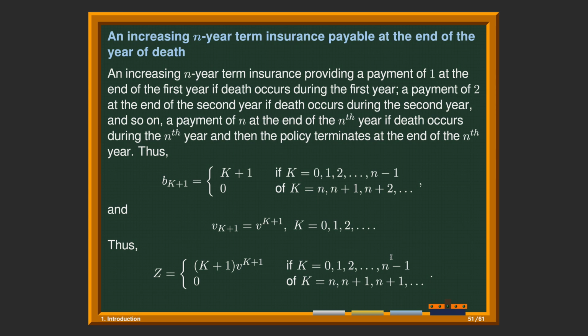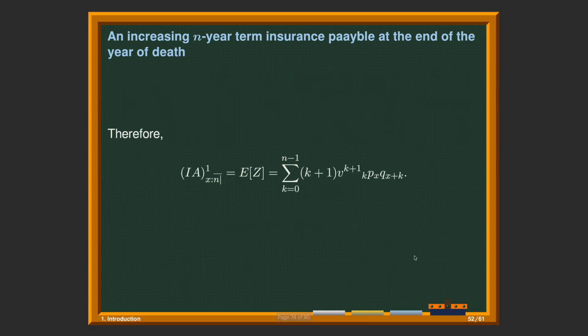Okay? And so the net single premium is as follows. It's the summation of k plus 1 times v to the k plus 1 times kpx qx plus k, where k goes from 0 to n minus 1. And the net single premium is represented by this notation. Okay?